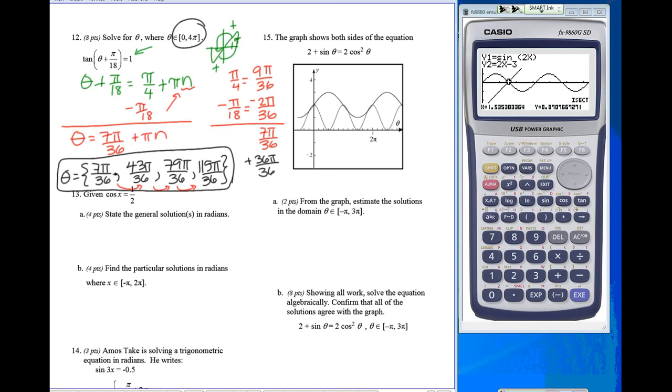All right, number 13. Given the cosine of x is equal to 1/2, state the general solution in radians. If the cosine is 1/2, cosine is positive in the first and fourth quadrant. If it's a half, it means that my adjacent side is a half, so that's my short side, and that's my big triangle. So the angle here is pi over 3, or 60 degrees. That could also differ by any multiple of 2 pi, because that's the period for cosine.